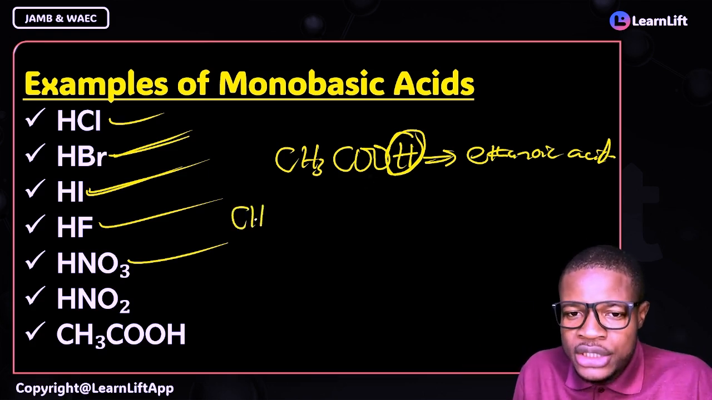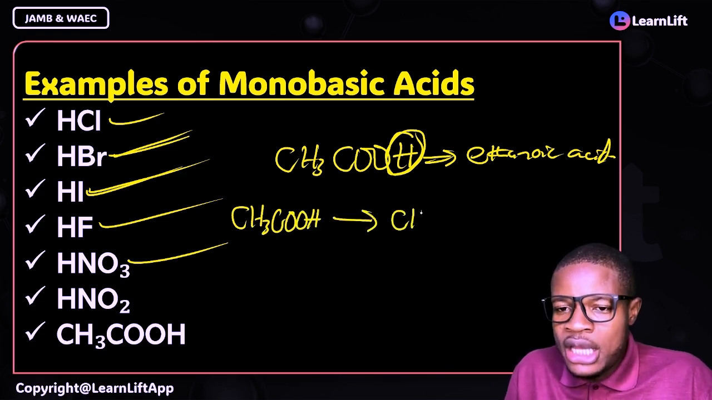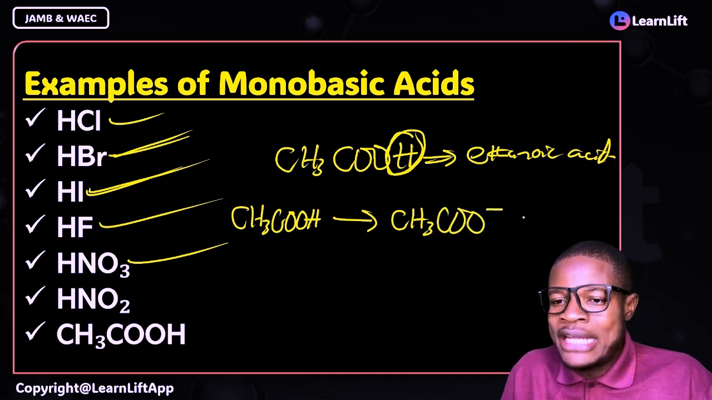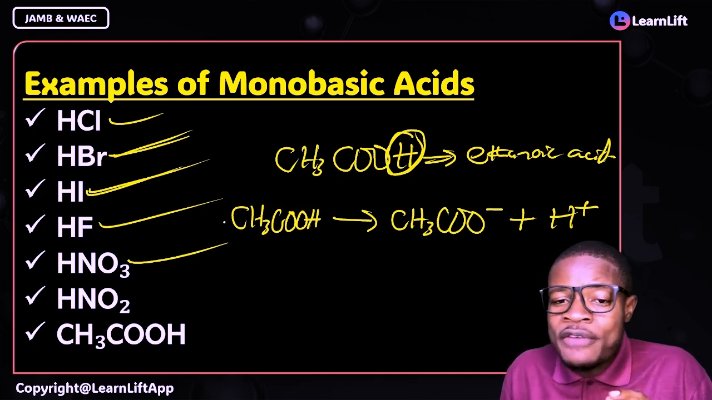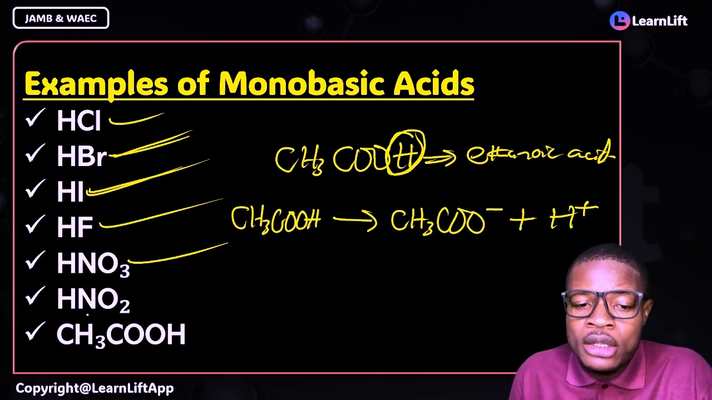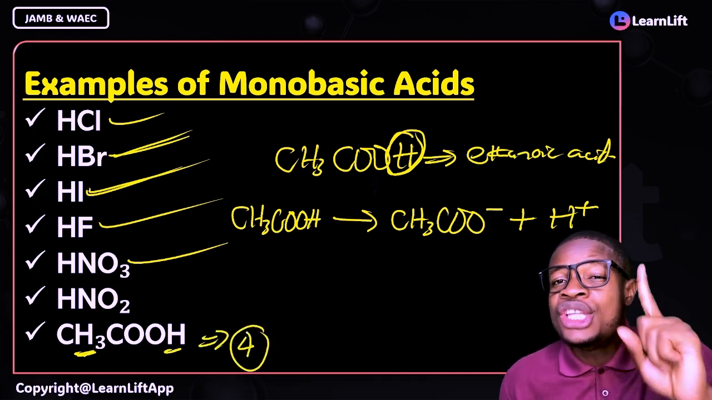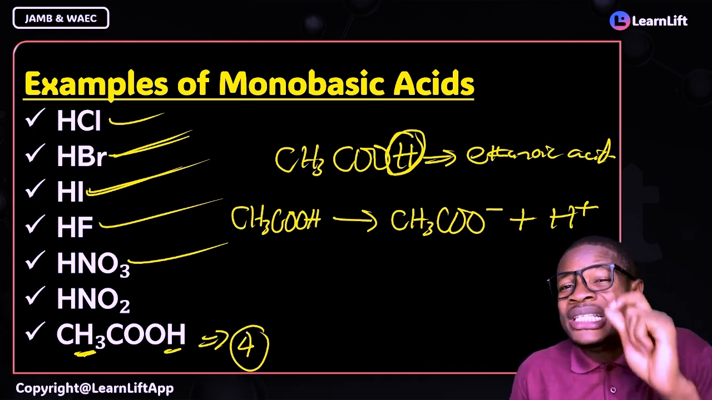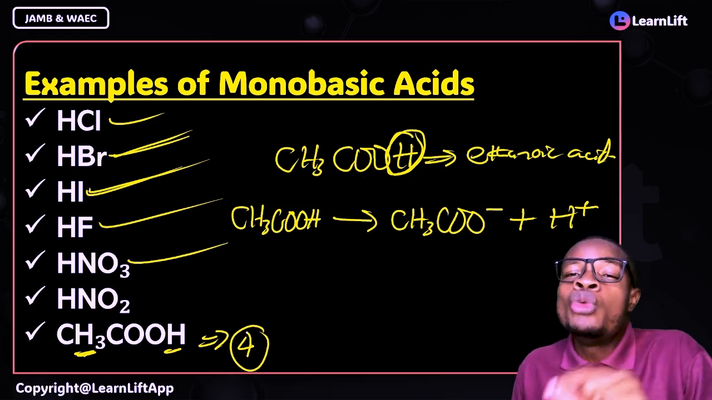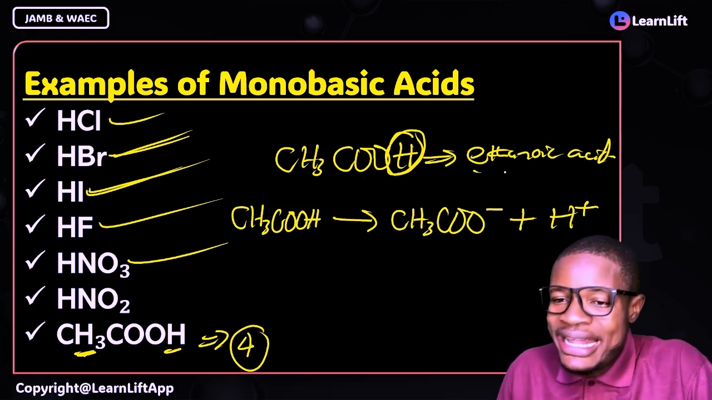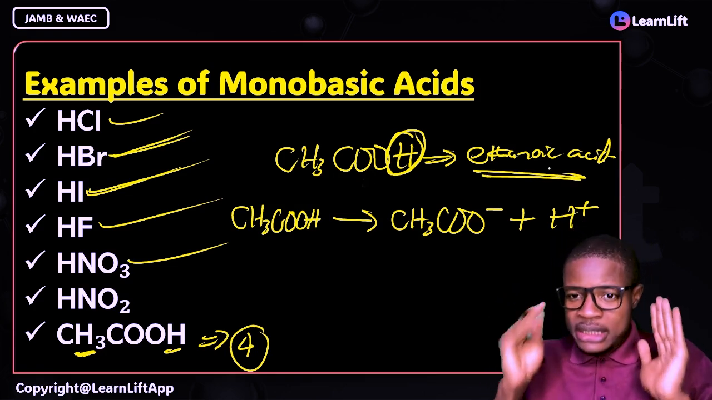In other words, your CH3COOH, if it dissociates, what am I going to have? CH3COO minus plus my H plus. You see now. That means out of how many atoms of hydrogen do we have there? This is 3 hydrogen here plus this 1. Total hydrogen is 4. Out of that 4, it is only 1 that dissociates. And that 1 makes it a monobasic or monoprotic acid. In other words, ethanoic acid is a monobasic acid, or your monoprotic acid. Does it make sense? Good.